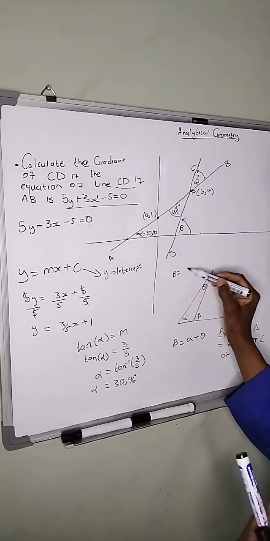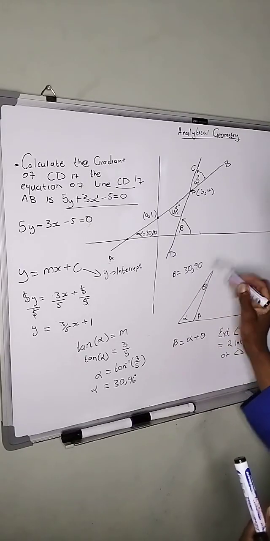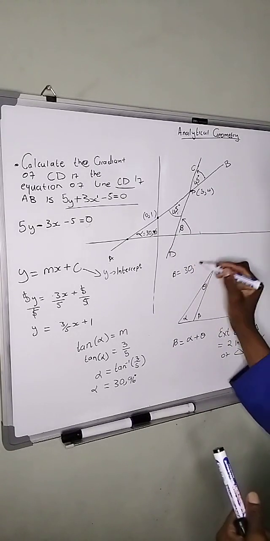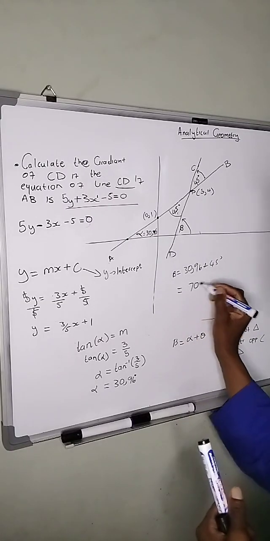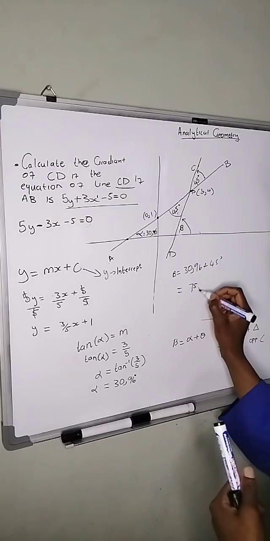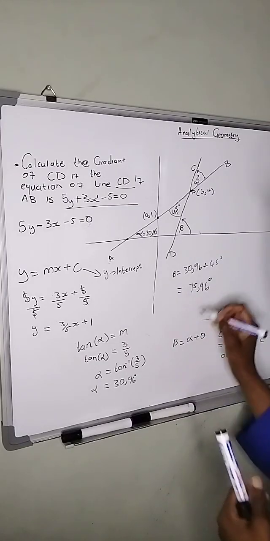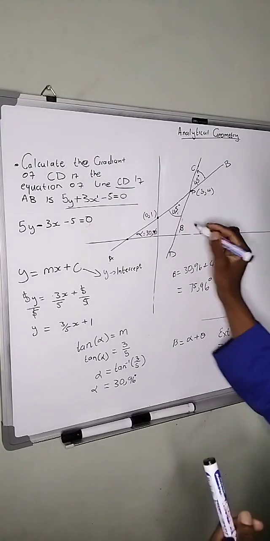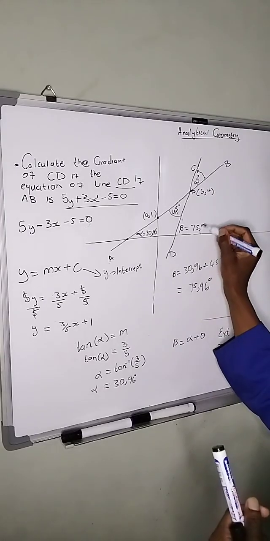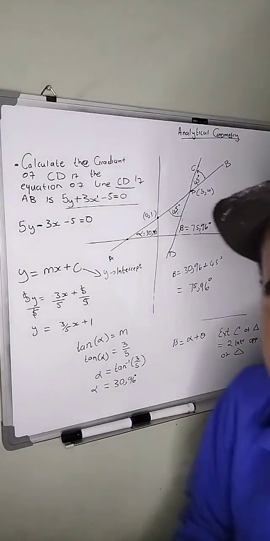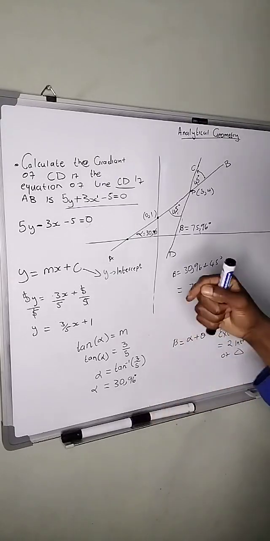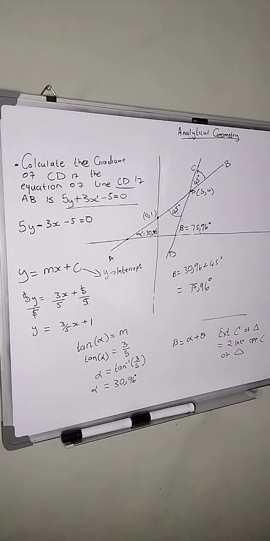It means that our beta is going to be 30 plus 45, which is going to be equal to 75 degrees. Thank you very much. So now are we able to find the equation of CD? Can we?